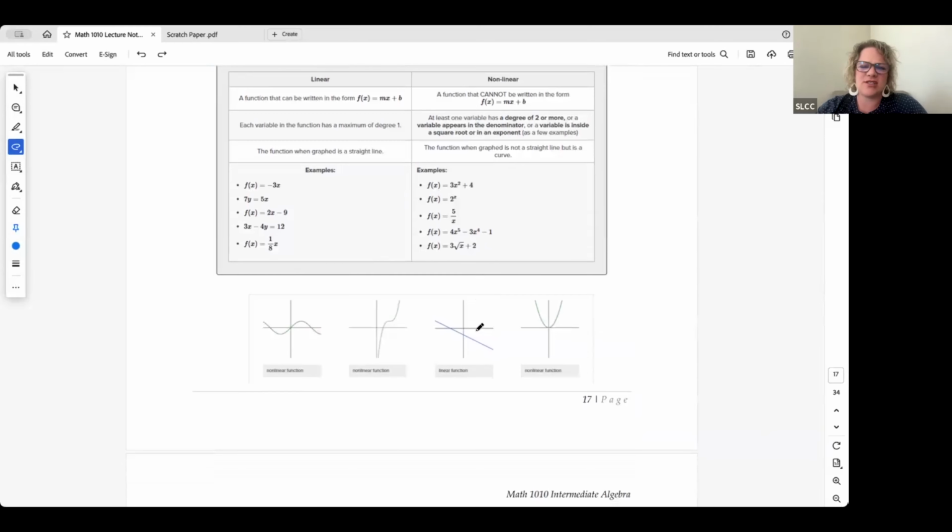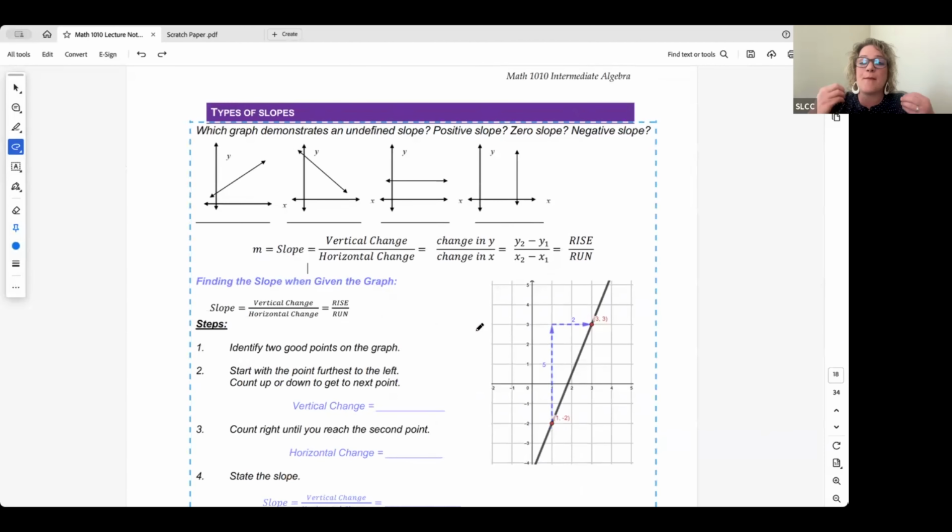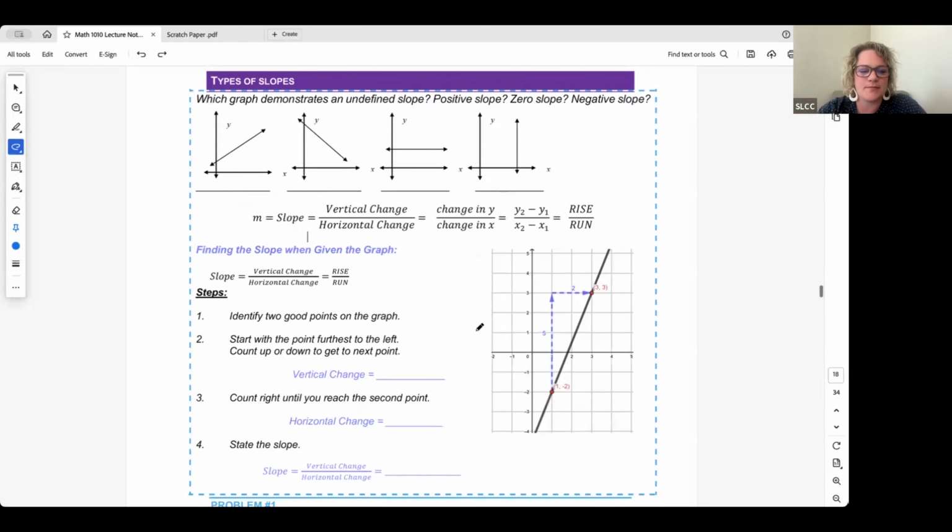Now let's talk about the slope. What is the slope? The slope is a measure of steepness. Like when you think about your driveway, how steep is that driveway? You're measuring the slope. The slope is also a rate at which something changes, which we'll see in section 1.4. Let's look at these different types of slopes.